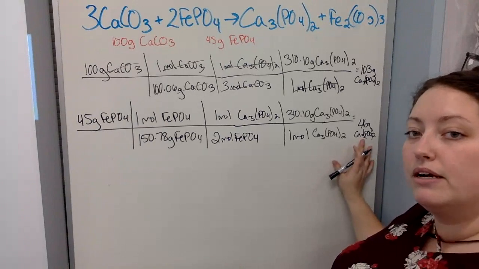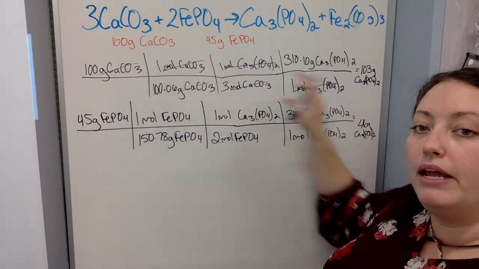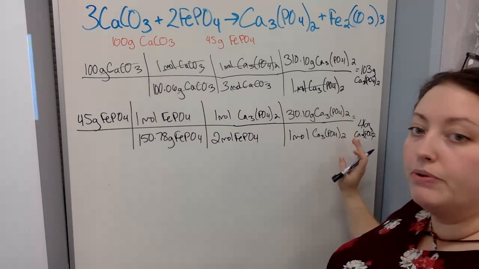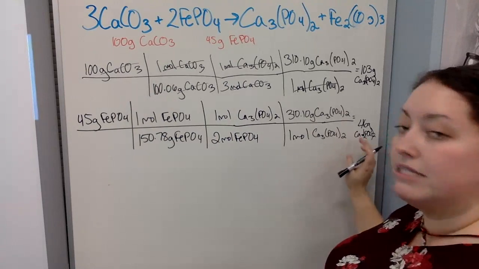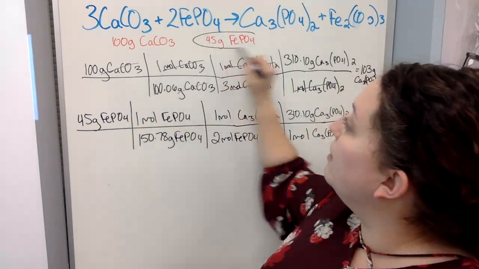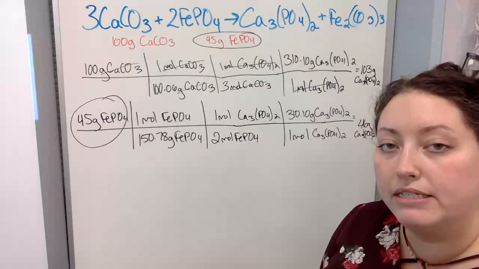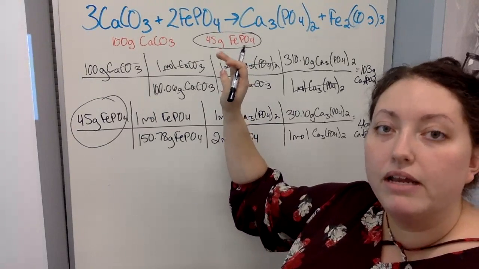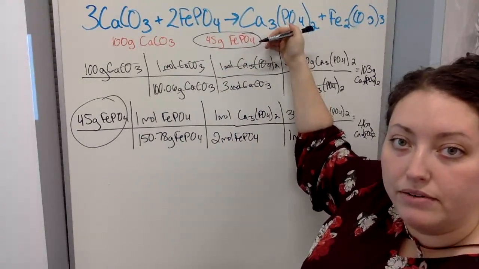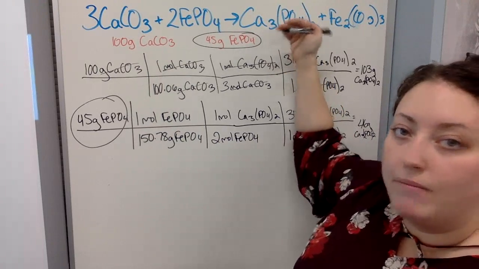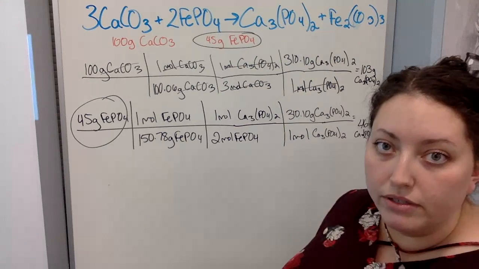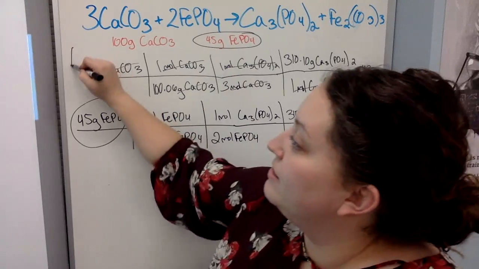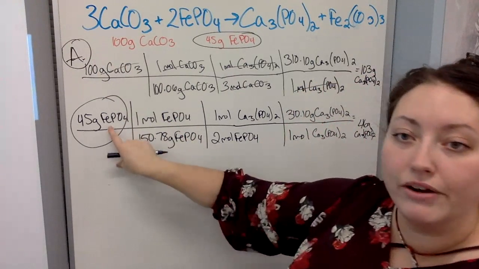Okay, so if you look at the results here, the calcium carbonate is going to make 103 grams of your product, and the iron phosphate is going to only produce 46 grams of your product. So based off of this, we know that the iron phosphate, this one, is going to be the limiting reactant. So everything from here on out has to start from the 45 grams of iron phosphate because that's the limiting reactant. Once this is used up, it doesn't matter how much you have of anything else because it's over. You can't make any more product with it. So to answer question A, this is your answer.